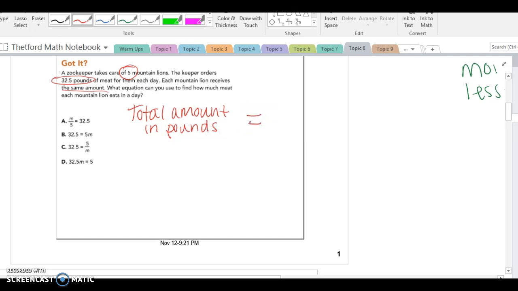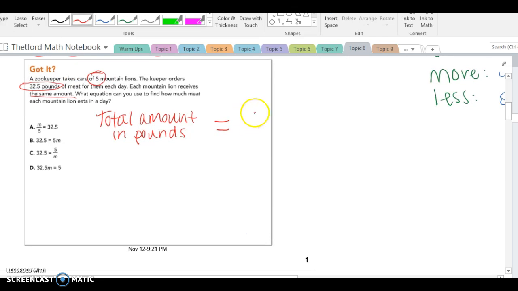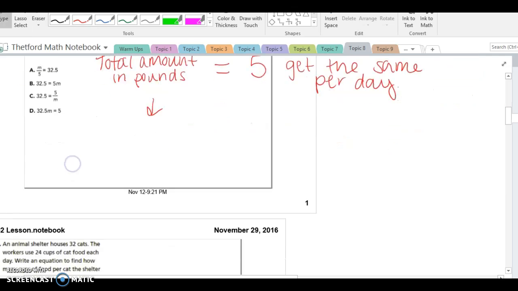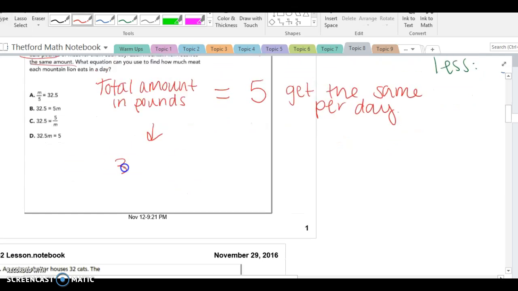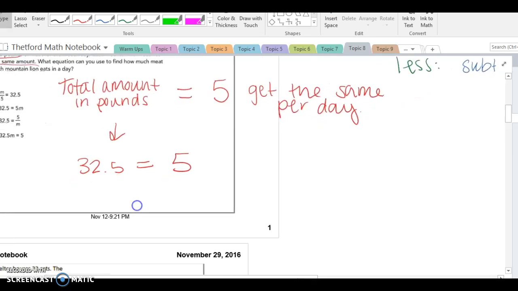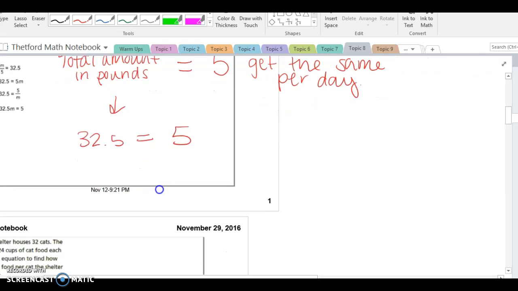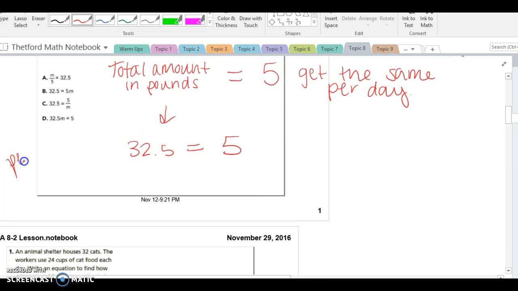and it has to be equal so that 5 lions get the same amount per day. So our total amount in pounds was 32.5 pounds. We know that there are 5 lions, but we don't know how much they get per day. And so per, anytime you see per, this also means we're multiplying.